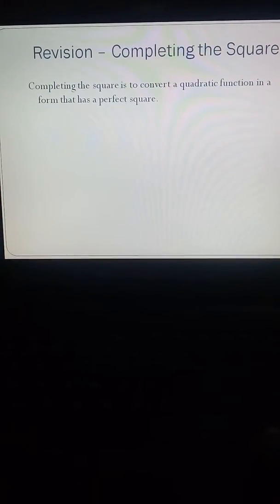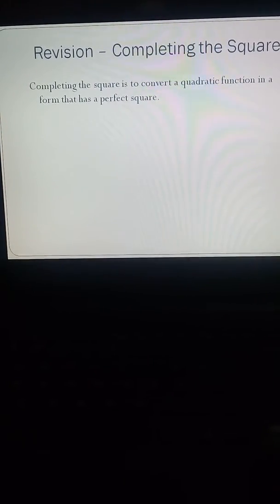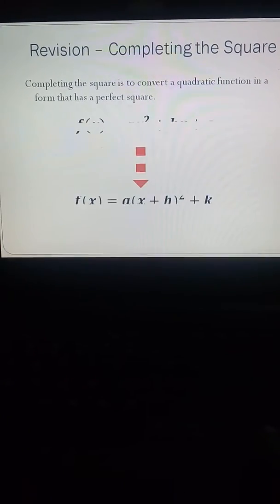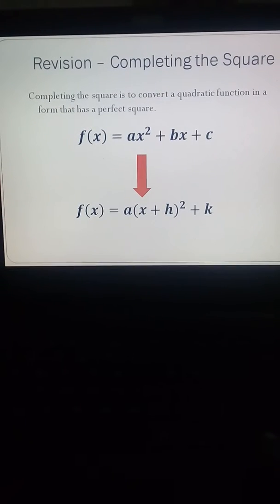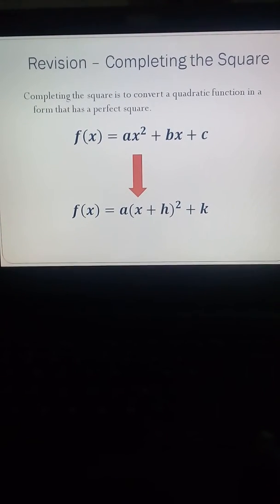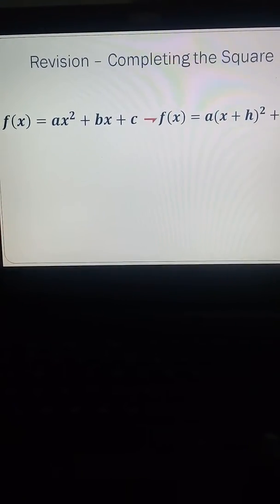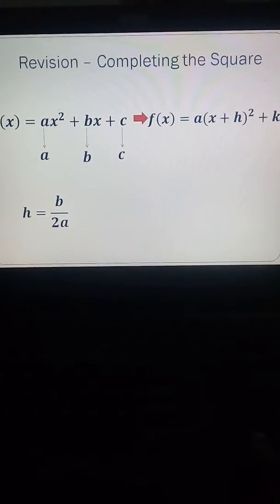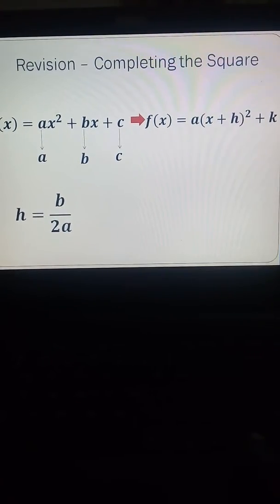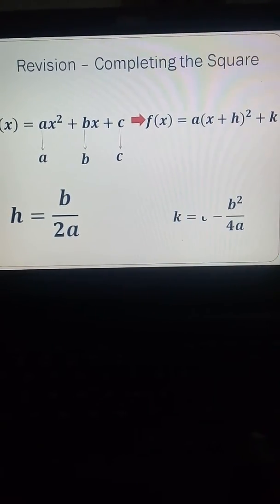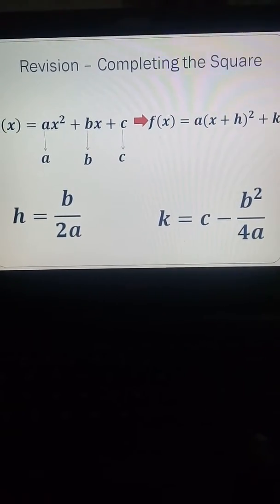Then completing the square. That was in our previous video. To complete the square is to convert the function into a form that has a perfect square. That was our main focus in the previous video. So a quick revision: identify A, identify B, identify C. The formula for H is B divided by 2A, and the formula for K is C minus B squared divided by 4A.